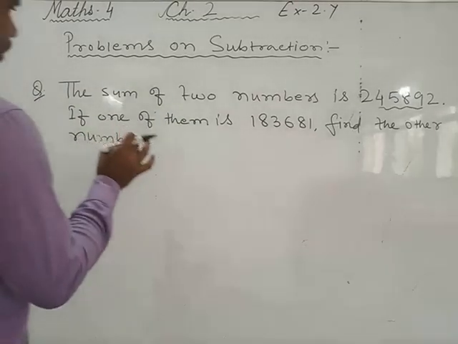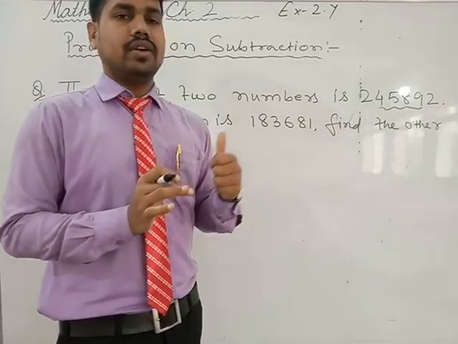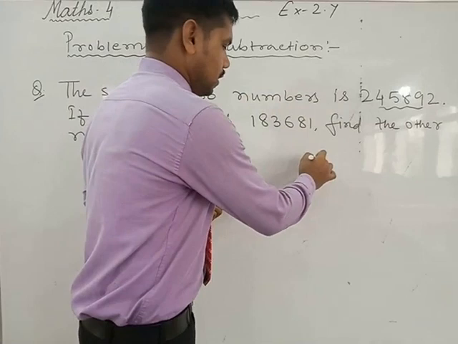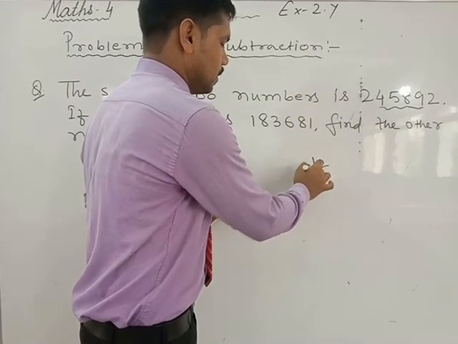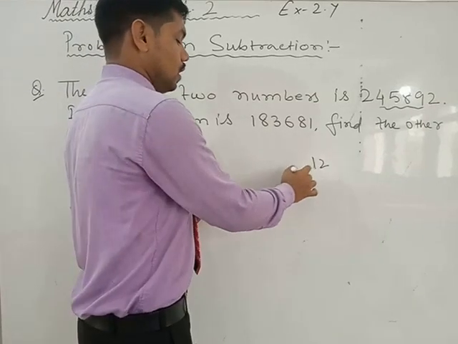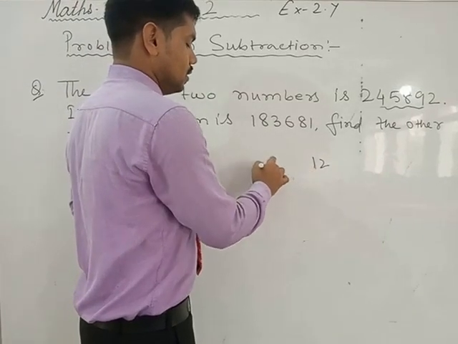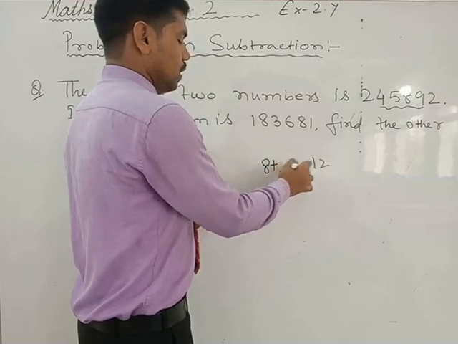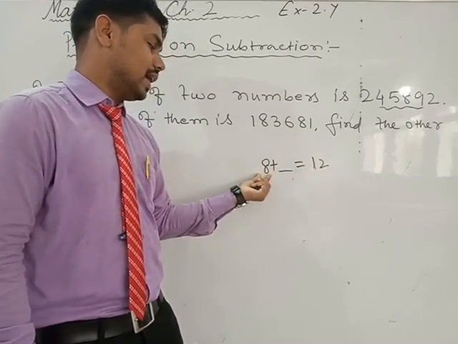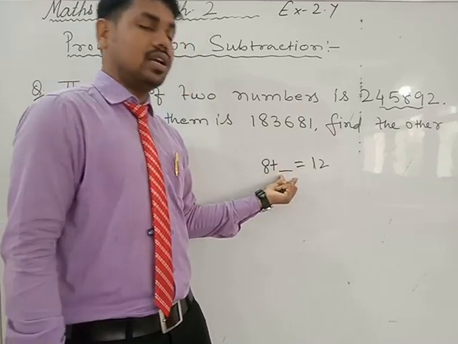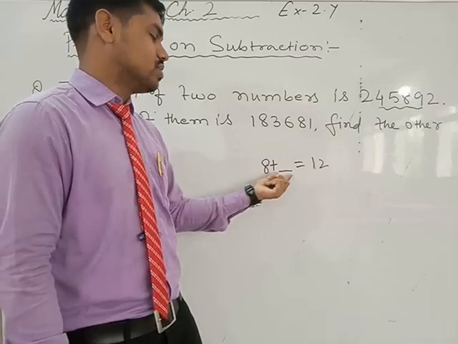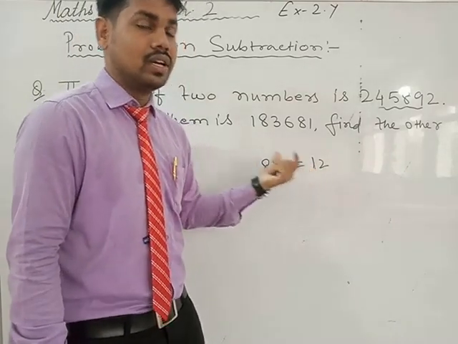So whenever this type of question is given, first you try to understand. Suppose I am asking: the sum of two numbers is 12, and if one of them is 8, then what will be the other number? Sum of two numbers is 12, one of them is 8, then the other is how much? Definitely the other is 4, because 8 plus 4 is 12. But how you find it out, that is the concern.